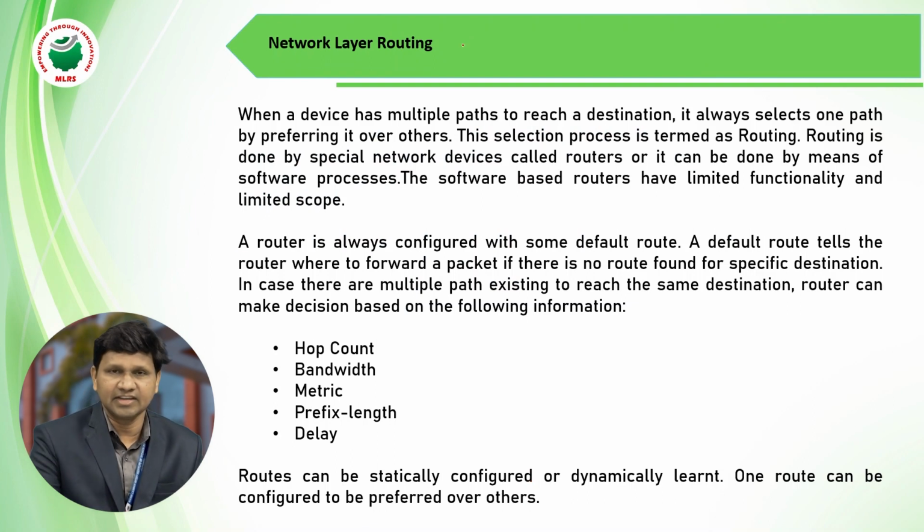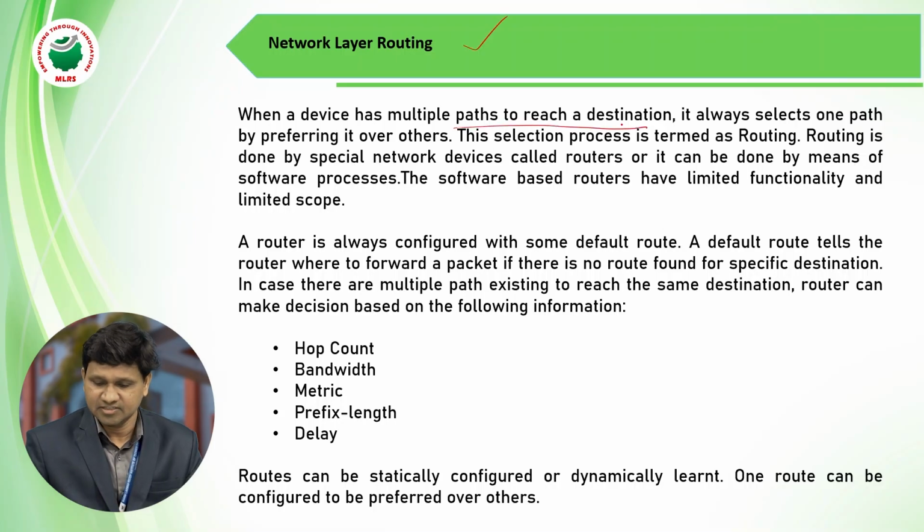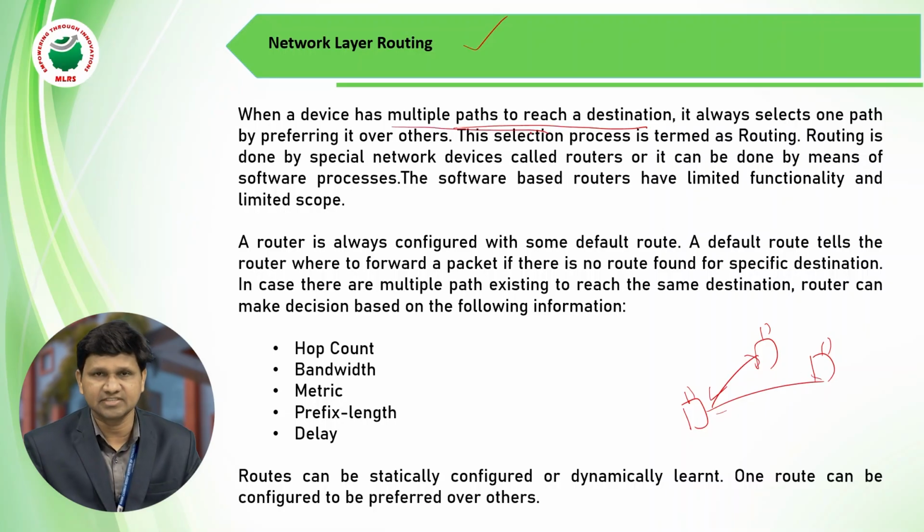Now, network layer routing. When a device has multiple paths to reach a destination, for example, if I want to transfer or exchange data from one device to another, obviously we have multiple paths to reach the destination. It always selects one path, preferring it over others. If we send a message from one device to another, there must be a transmission medium, and in the transmission media a number of data will be exchanged. For that purpose, it chooses one path by preferring it over the others.